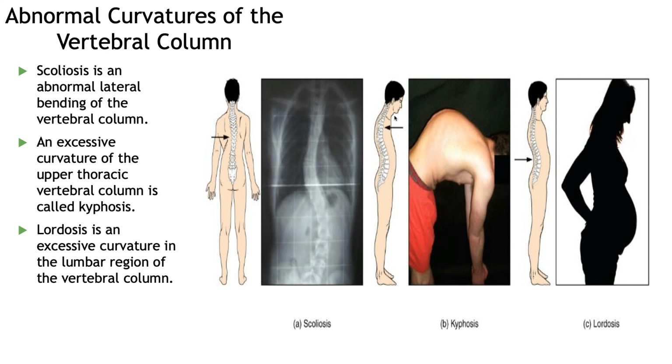There are a few disorders associated with this. You can have kyphosis, which is an excessive posterior curvature of the thoracic region. You can have lordosis, which is an excessive anterior curvature of the lumbar region. And you can have scoliosis, which is an abnormal lateral curvature accompanied by twisting of the vertebral column.